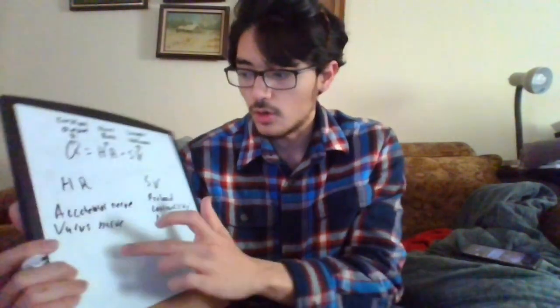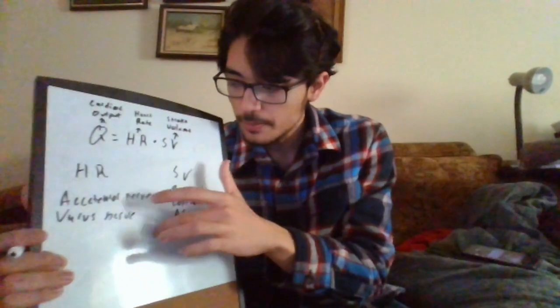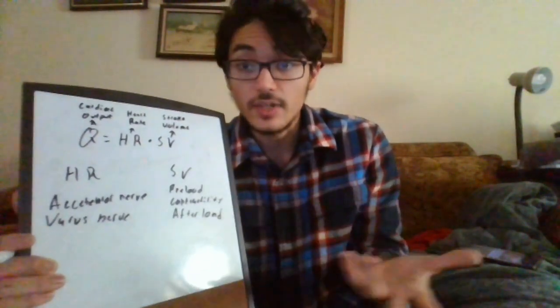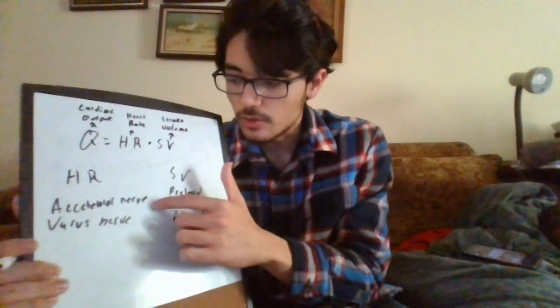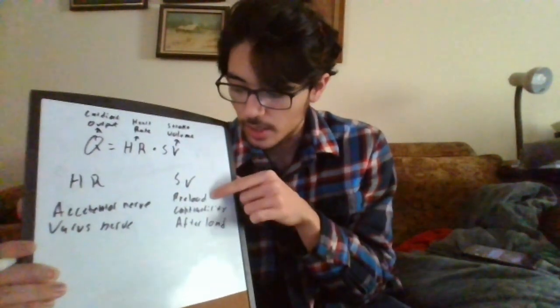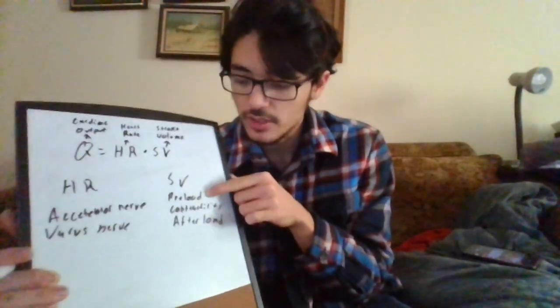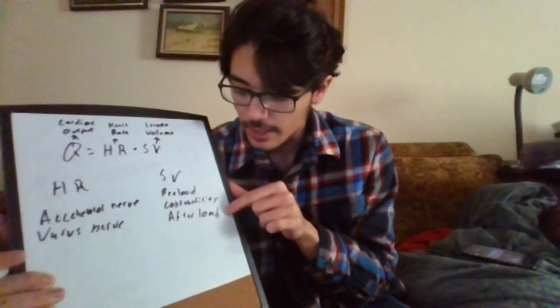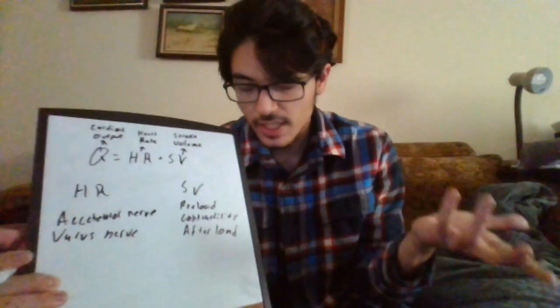But for the most part, as my work rate increased throughout my workout, all of these would respond. So the vagus nerve was activated less. The accelerator nerve was activated more. My preload, my venous return, increased. The contractility of my heart increased. And the afterload stayed the same.